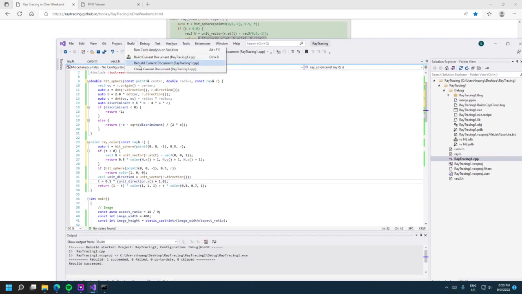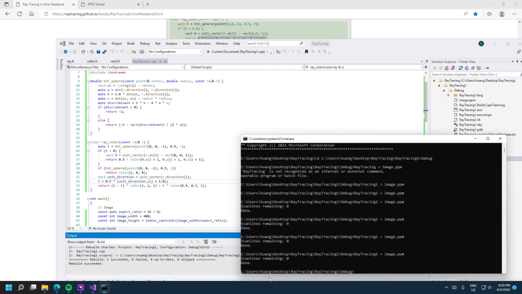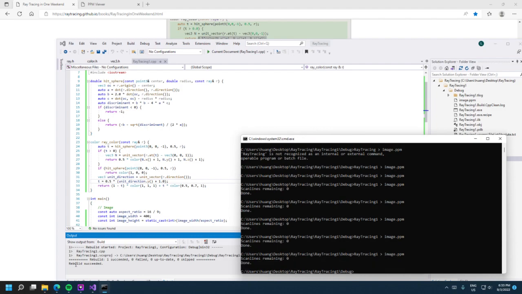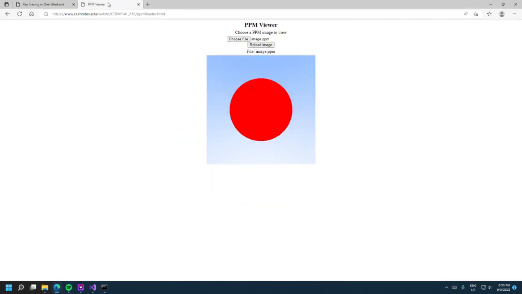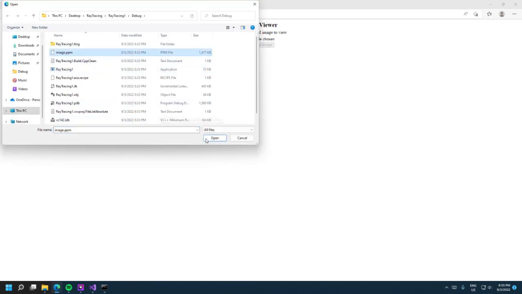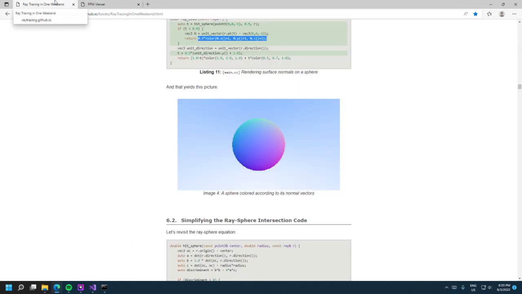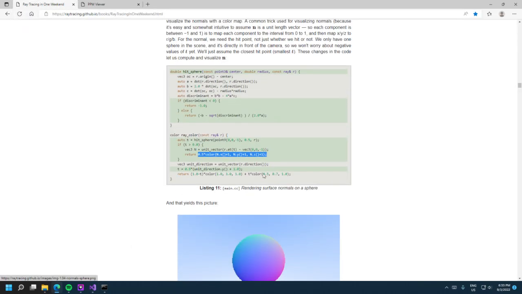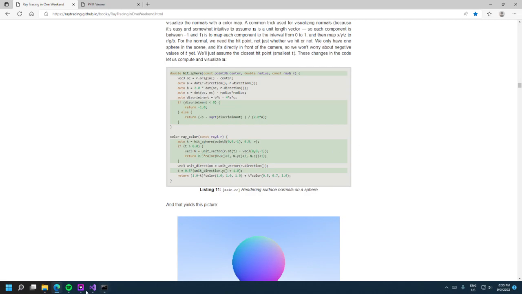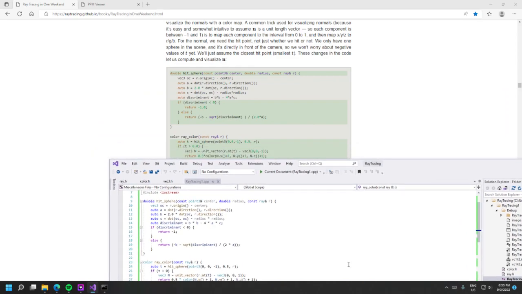Let's rebuild the thing again. Okay, good. Okay, and the ppm viewer is not that good, so we need to refresh the whole thing. Wow, no, this is definitely not what it should look like. Something is wrong here. Let me see. I think it's probably some typo. This is not what it's supposed to be.